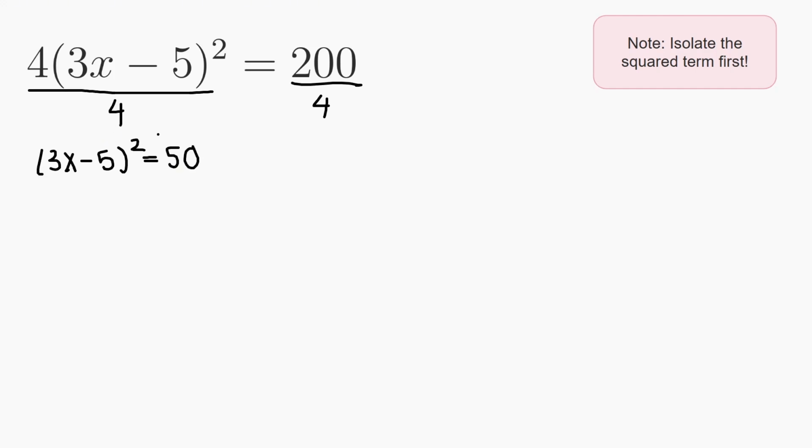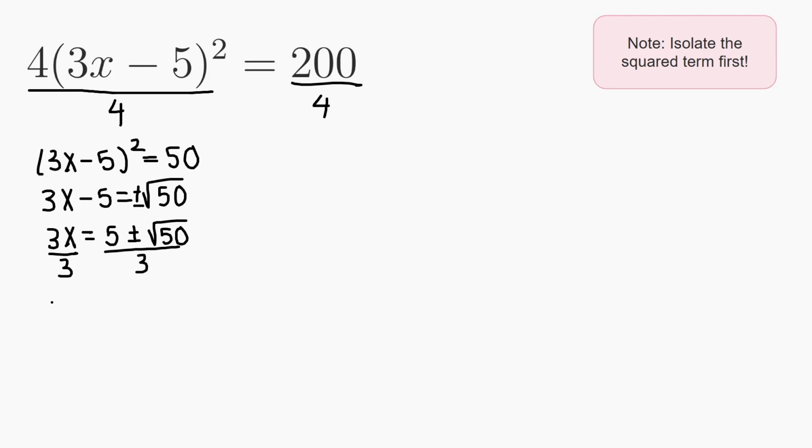Next, we're going to use the square root property to get 3x minus 5 equals plus or minus the square root of 50. Now, let's isolate this x. We can do 3x equals 5 plus or minus the square root of 50. And then we can divide both sides by 3 to isolate that x and get x equals 5 plus or minus the square root of 50 divided by 3.